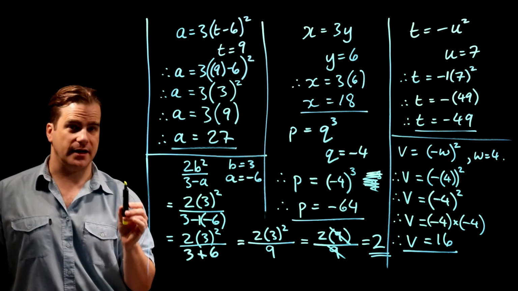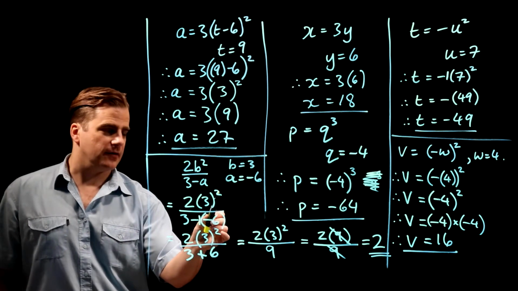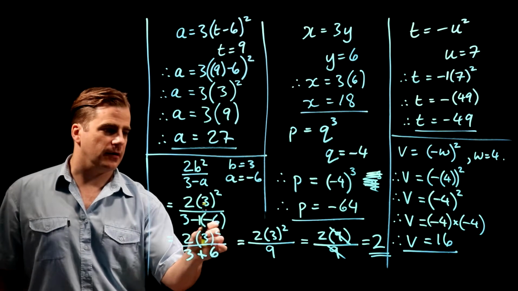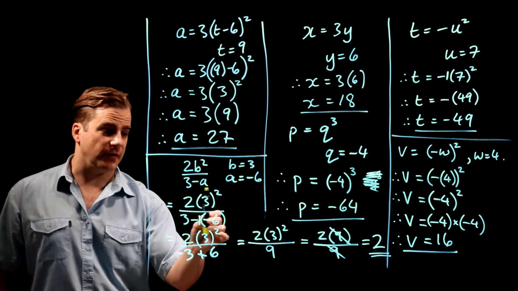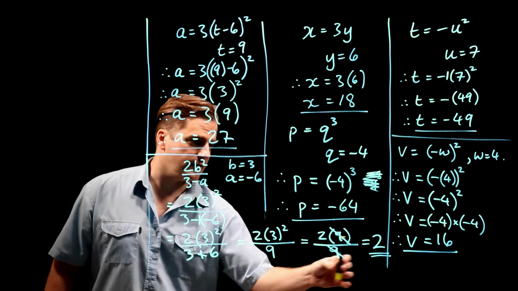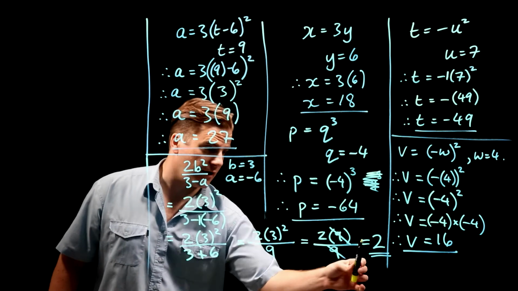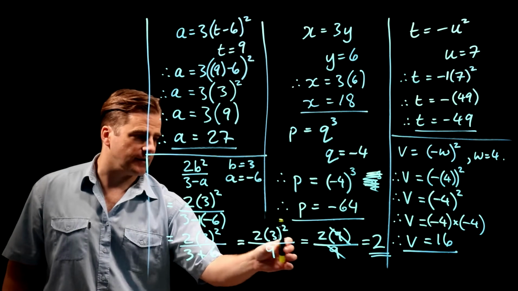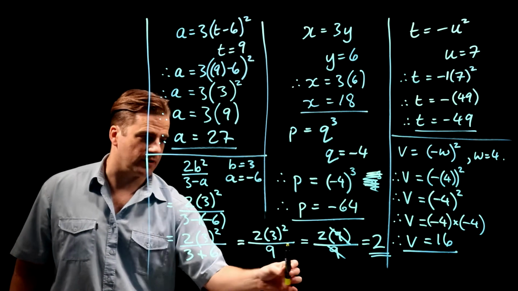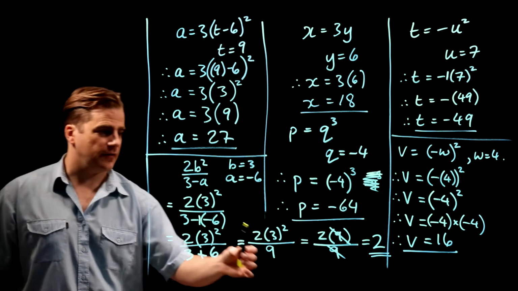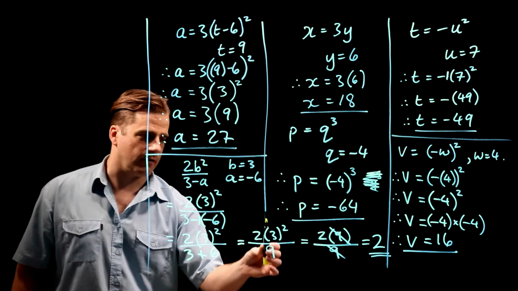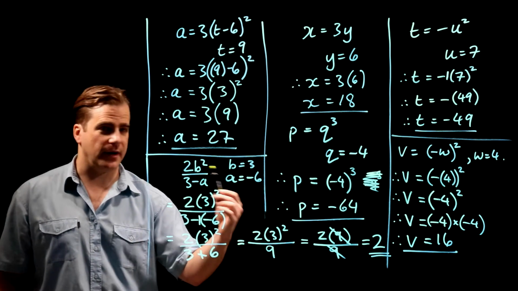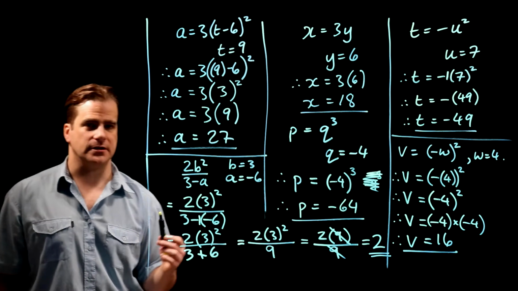But you notice what we did do. We did evaluate the index expression before we divided. This big dividing, the 2 times 9 divided by 9, we had to evaluate the index thing first before we divided, because at this point we had to worry about both at the same time, and in BIDMAS, the index beats the division.